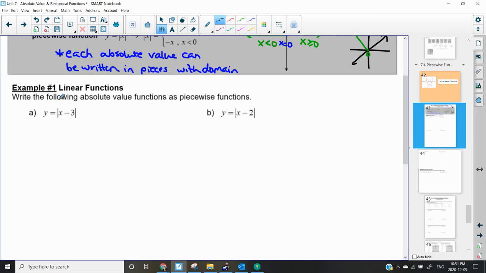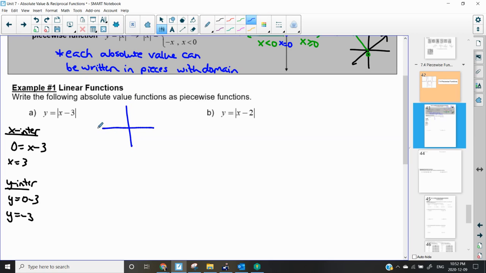So if I have y equals absolute value of x minus 3, I'm going to graph my original function. And to do that, I'm going to need my x-intercept. If you remember, x-intercepts happen when y equals 0. So I'm going to have 0 equals x minus 3. That means x equals 3. And for my y-intercept, that happens when x is 0. So y is going to be 0 minus 3. Y is going to happen at negative 3. So then I can draw my Cartesian plane and sketch my original graph.